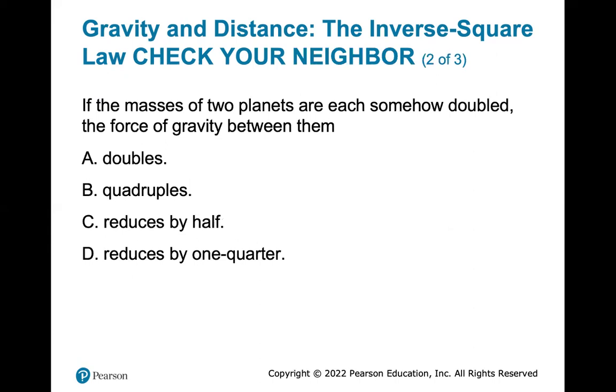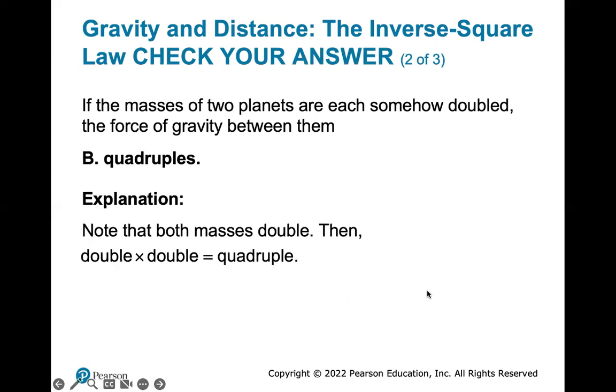Okay, if the masses of two planets are each somehow doubled, the force of gravity between them would be, well, you would have G m1 m2 over d squared. Well, if now it's 2m1 and 2m2, now that's a quadrupling. That's a multiplication by 4. So it would quadruple. Note that both masses double, then the double times the double is a quadruple.